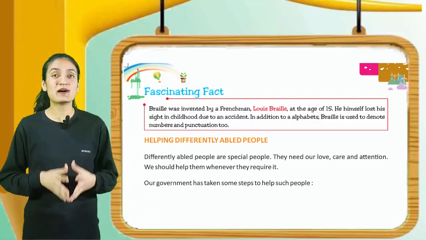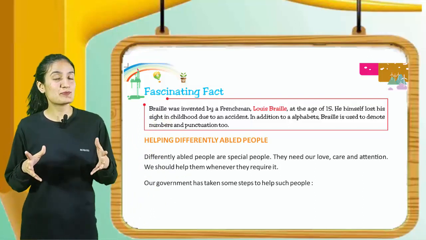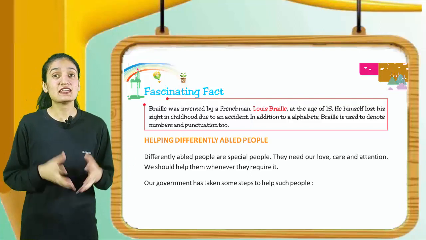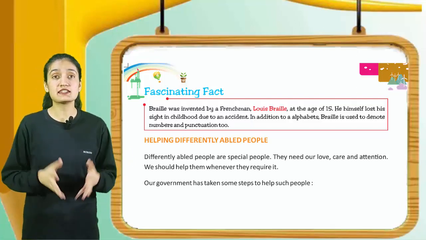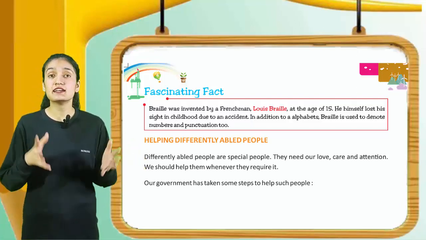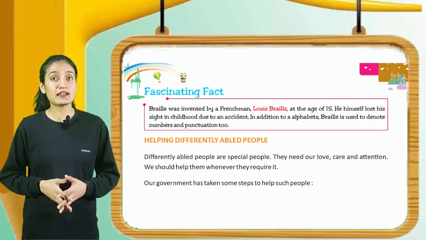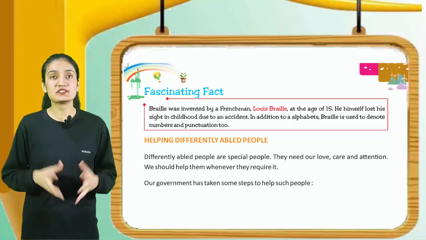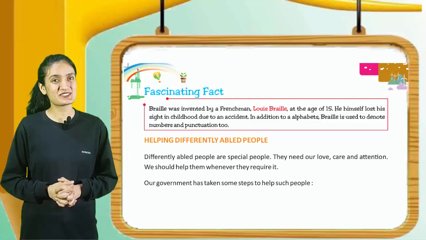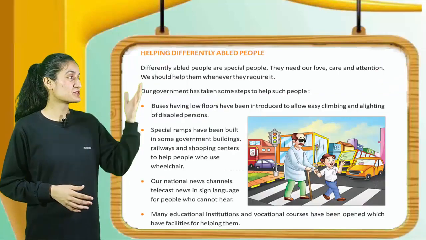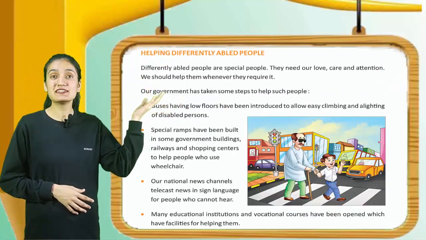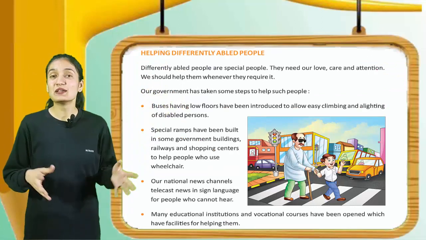Braille was invented by a Frenchman, Louis Braille, at the age of 15. He himself lost his sight in childhood due to an accident. In addition to alphabets, Braille is used to denote numbers and punctuation too. Now moving on to the next topic, that is helping differently abled people.